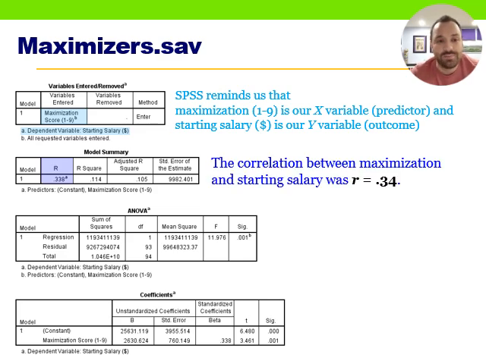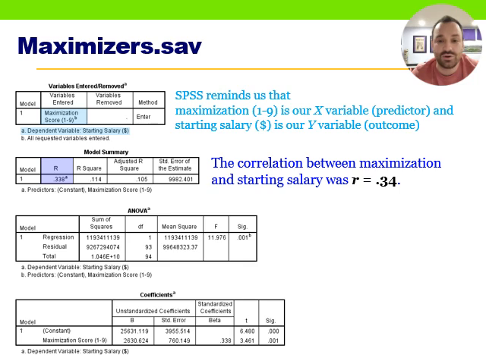Below that, we have a box called Model Summary. Now, in this case, since we only have one predictor and one outcome, that first number that I have highlighted in blue, that's actually our Pearson R correlation. So we don't need to run a separate correlation here. It's actually hidden in the same output in the regression.